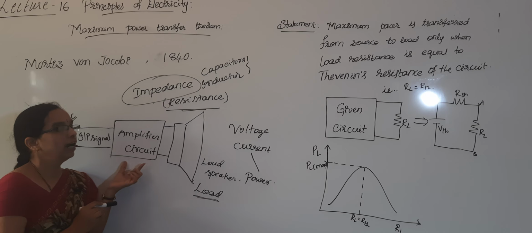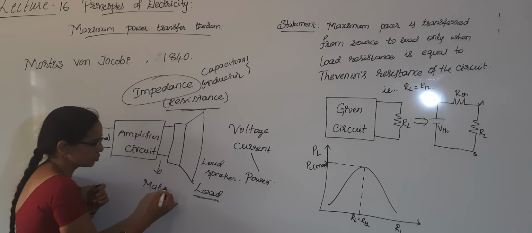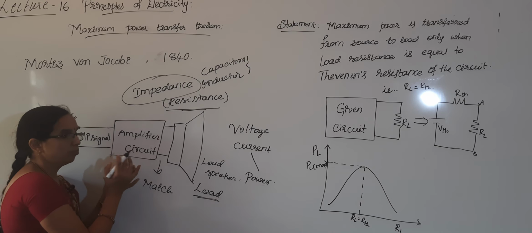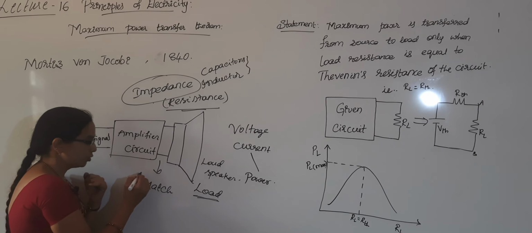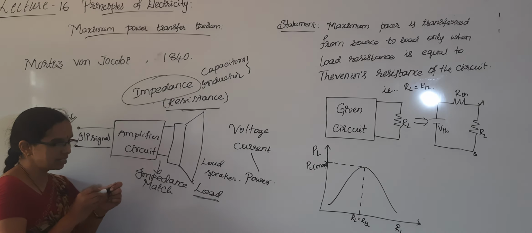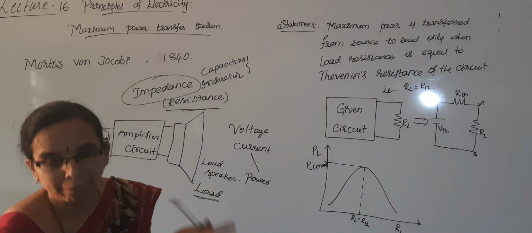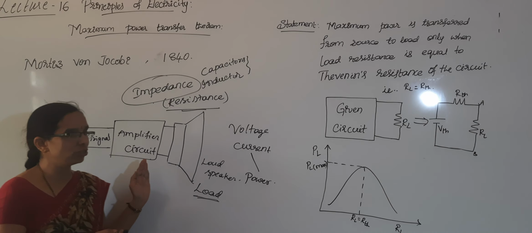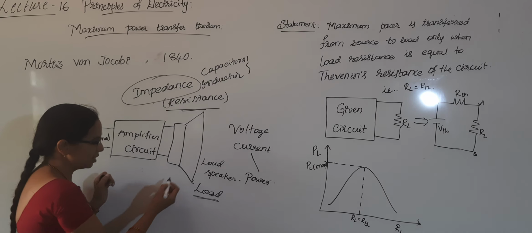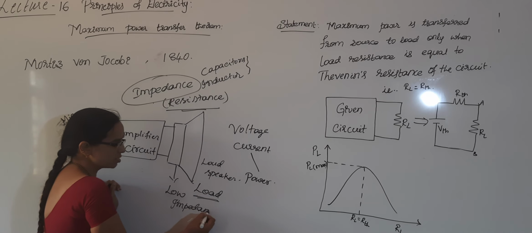Okay, when you connect the amplifier to the loudspeaker, there should be a match between these two. Match in the sense they should suit each other. To happen that, impedance matching should be done. The amplifier is a circuit designed to amplify our signal. That signal should connect to the loudspeaker. The loudspeaker is a very sensitive device. The loudspeaker will have low impedance or low resistance.